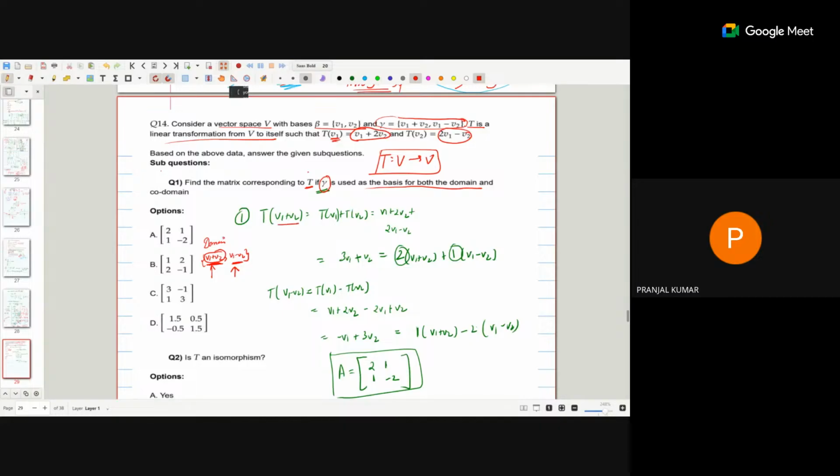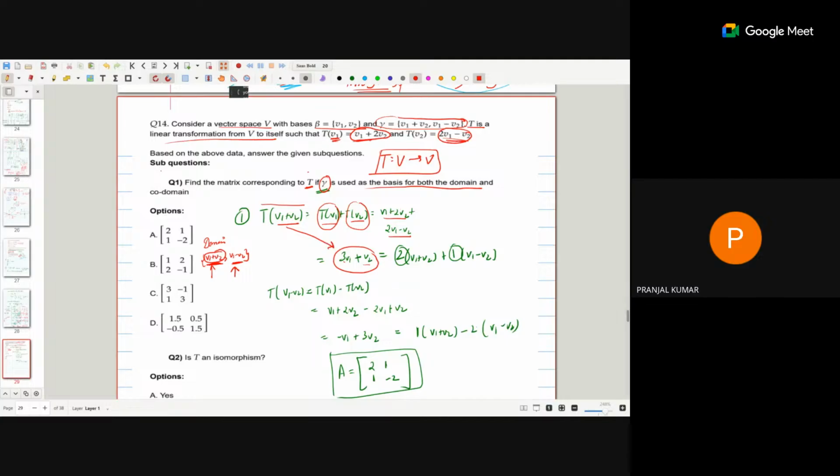So T of V1 plus V2, you know from the linear transformation property, is equal to T of V1 plus T of V2. Now these we have in our hands. They are given here: V1 plus 2V2 and 2V1 minus V2. So we add them, we get 3V1 plus V2. Now this is your output vector corresponding to this input vector.